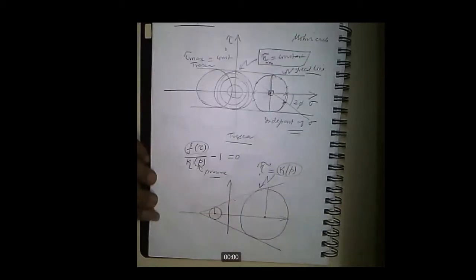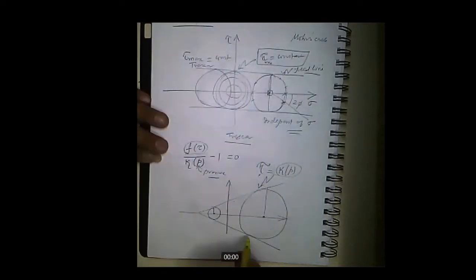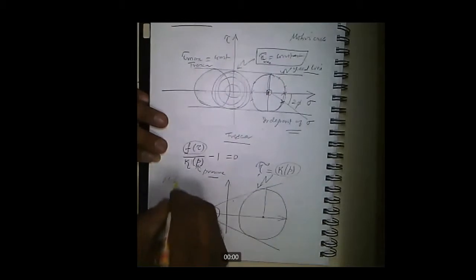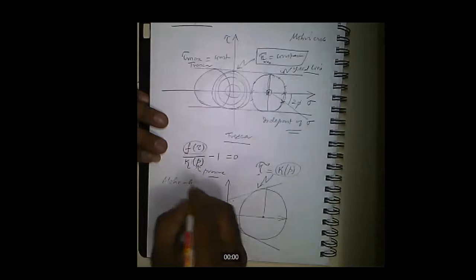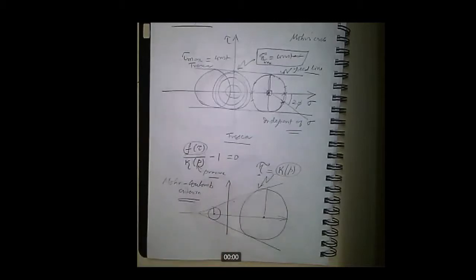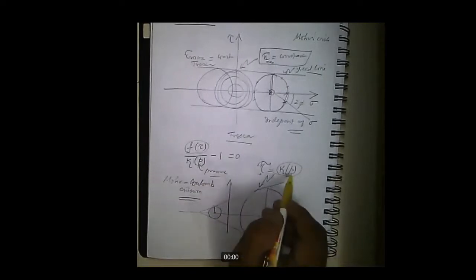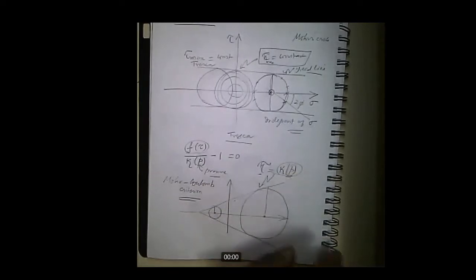So f of tau is equal to kappa of P. Here it was a constant. Here it's a function of pressure. This is due to the Mohr-Coulomb criterion, where there is a dependence on the pressure, on the triaxial state of the material. You get the idea?